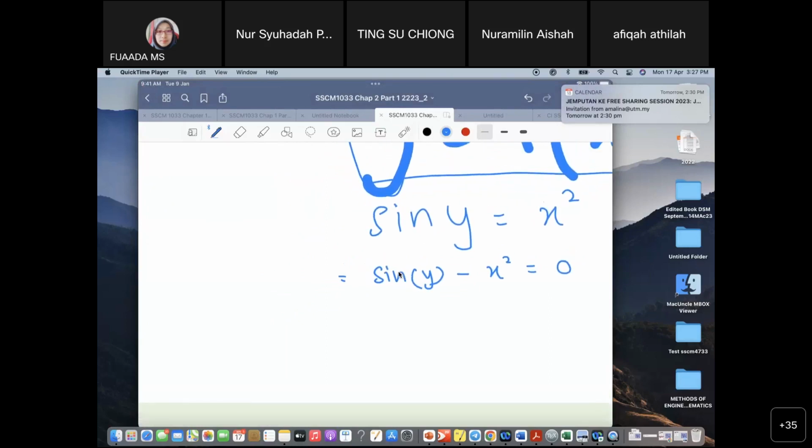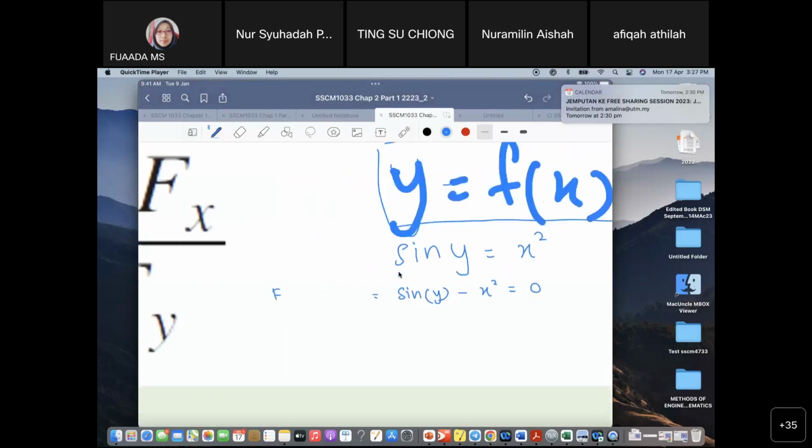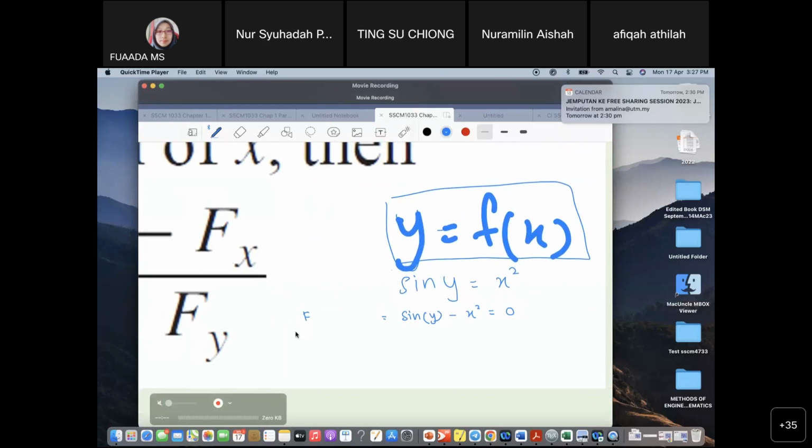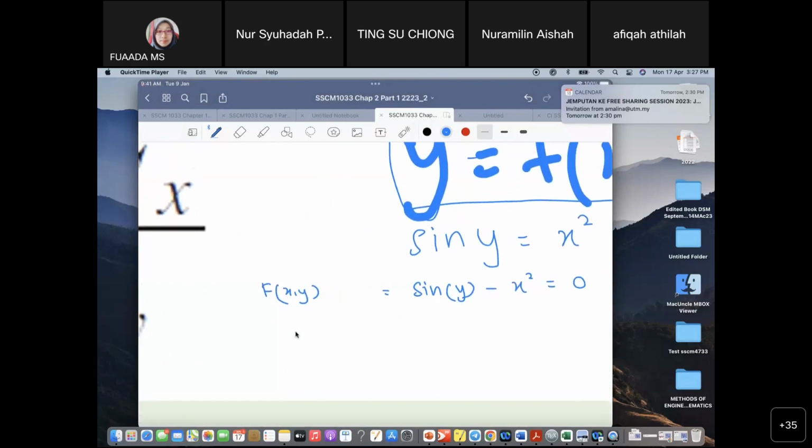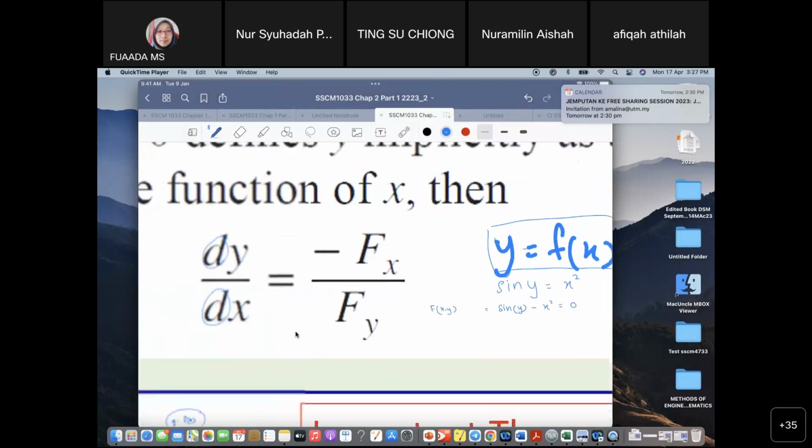So kita bagi dia nama baru F, capital F, sebab nak asingkan dengan f kecil. F kecil tu maksudnya fungsi asal tadi. Sekarang kita ada capital F in terms of x, y. So sekarang ni, x dengan y dah sama taraf, dah sama level. Dua-dua independent variable.